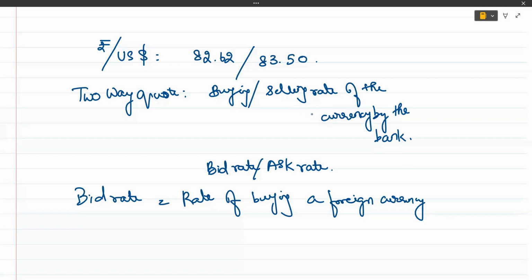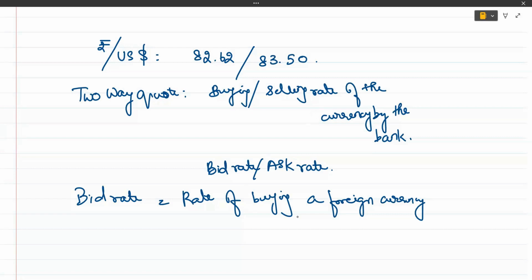Suppose I have to travel to US and I have to convert my Indian money to dollars, the bank is selling dollars at that time. At that time, they will quote 83.50. You cannot go and argue with the bank. When I came to you 10 days ago before I went for a US tour, you gave me 83.50 per dollar. Now I have come to you to return the surplus dollars with me, but you are giving only 82.62. You cannot go and fight with the bank because it is a two-way quote. That two-way quote is the difference between the buying rate and the selling rate by the bank.